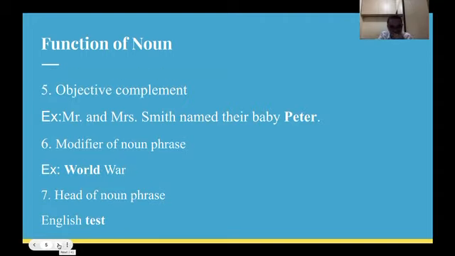Function of nouns. Number 5, objective complement. For example: Mr. and Mrs. Smith named their baby Peter. Number 6, modifier of noun pairs. Example: World War. Number 7, head of noun pairs. Example: English test. Next.